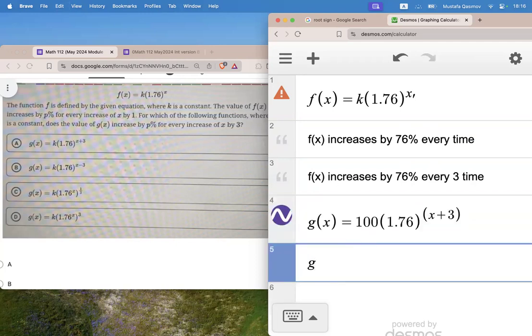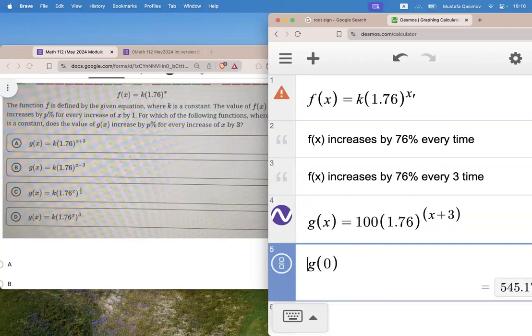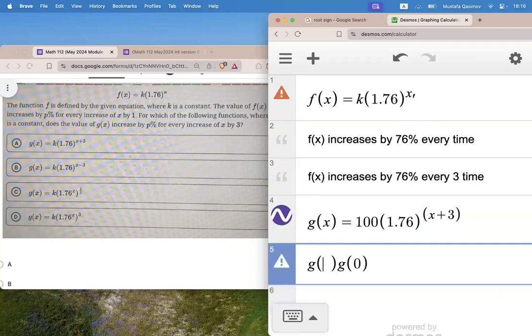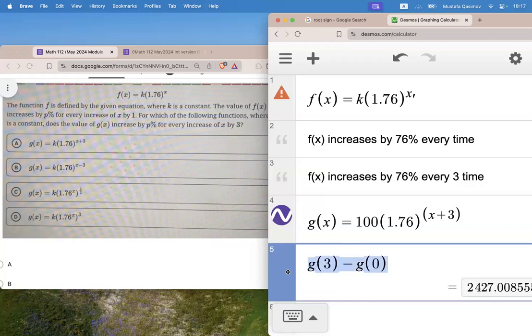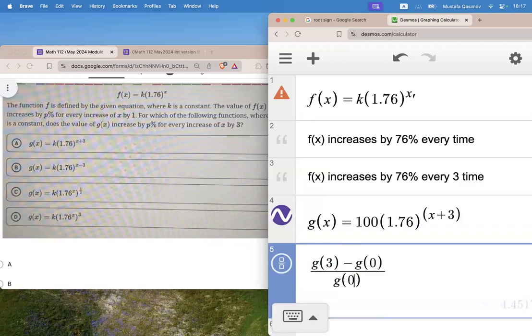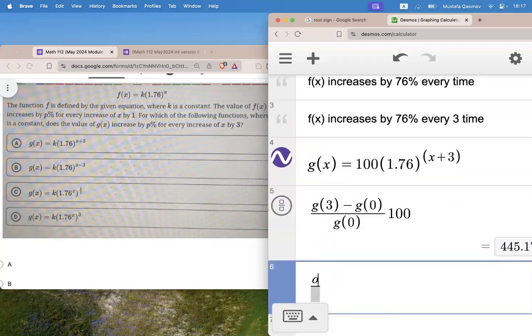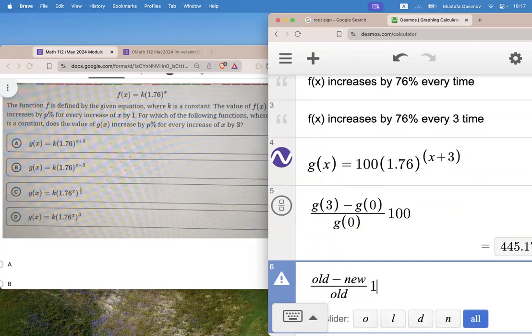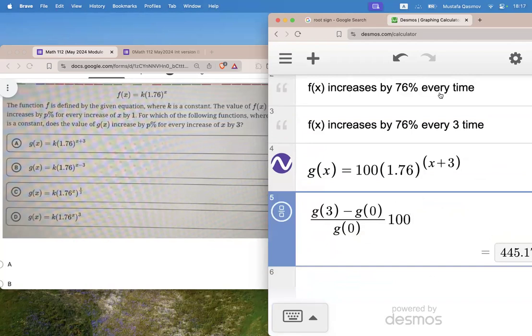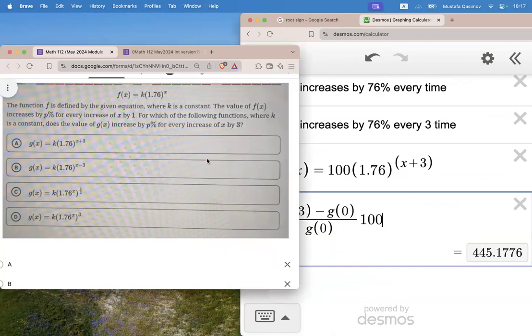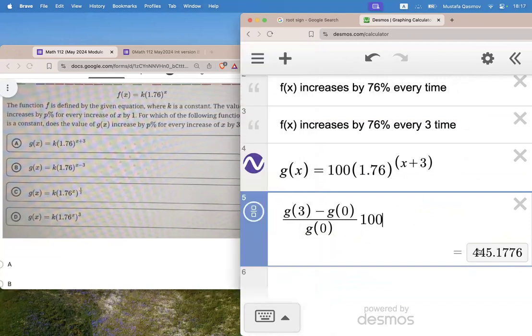Okay, then let's write here g of 0 and g of 3. G of 3 minus g of 0 over the old one, g of 0, multiplied by 100. Maybe you didn't know this formula. For finding percent change, it is new minus old over old multiplied by 100. It is the percent change formula. So it means that it is 445% change, but it says p%, so it has to be 76.